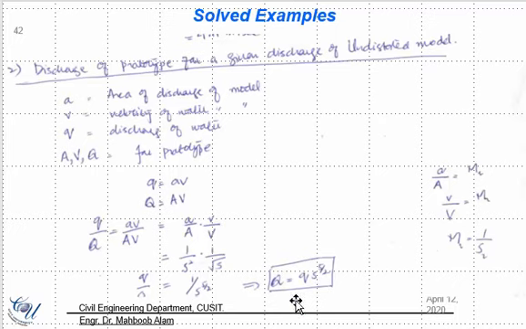And this is the formula that you have to remember. This is the simple derivation of it. You can go through it in your books, but very easy. But ultimately you have to keep in mind this formula, that the discharge in the prototype is equal to the discharge in the model multiplied by the scale ratio, whatever the scale ratio is given to you, raised to power 5 by 2.